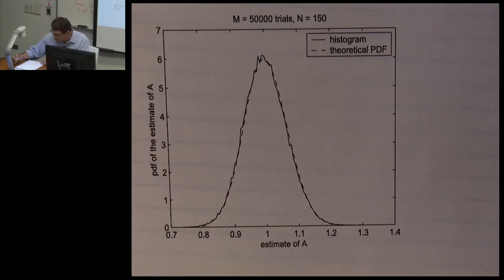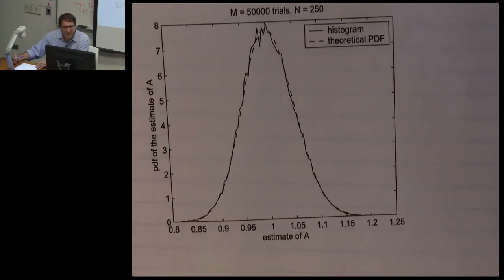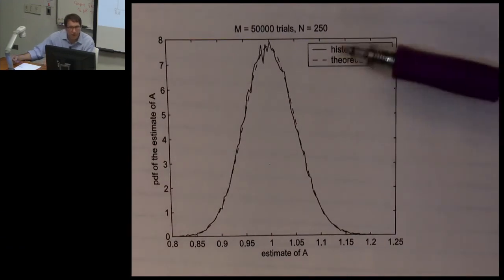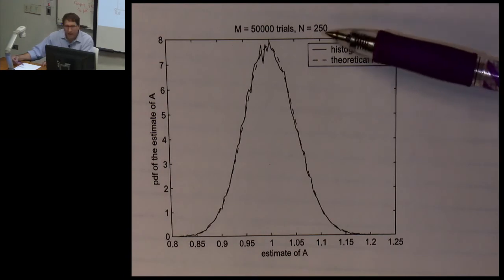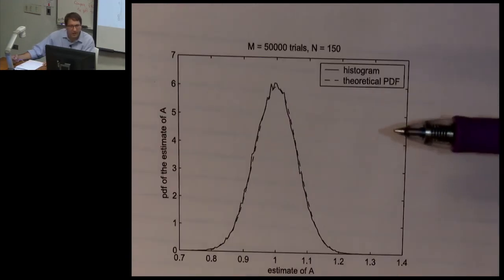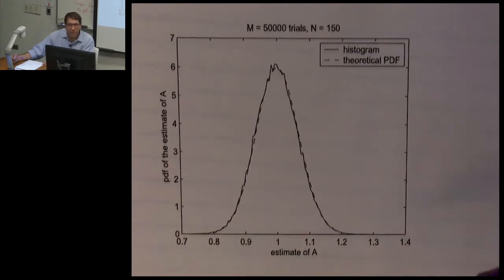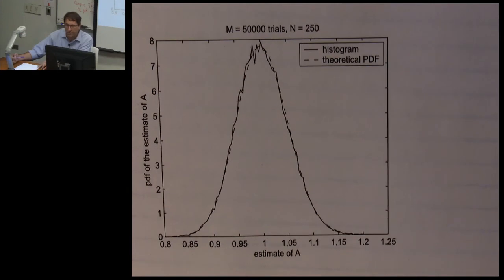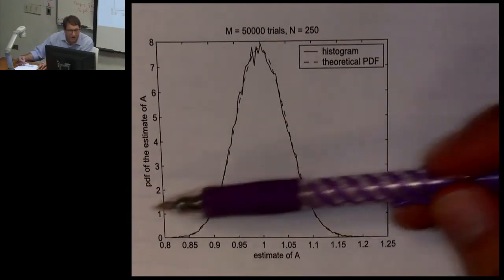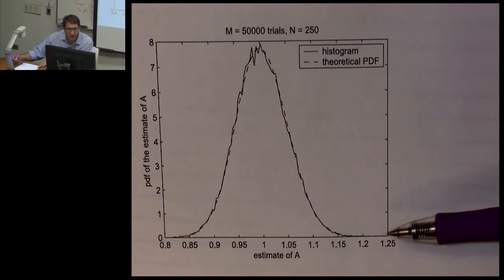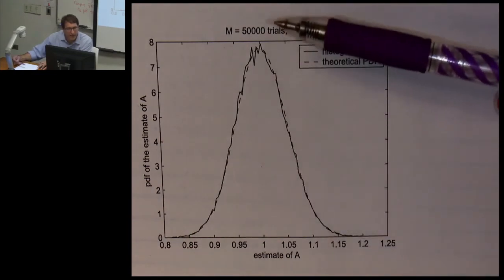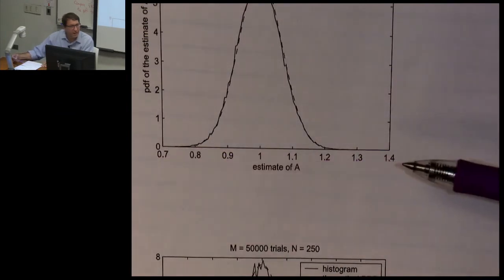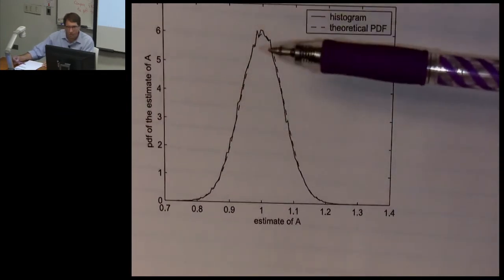Okay, and the same sort of thing for n equal to 250. And my comments from before: if I'm looking at this and I ignore the scales on the plot, it looks like nothing has changed between 150 and 250. But be aware that the scale here is from 0.8 to 1.25 on the horizontal axis, 0 to 8 on the vertical axis. And here we're at a slightly wider scale, and this is a little bit shorter.